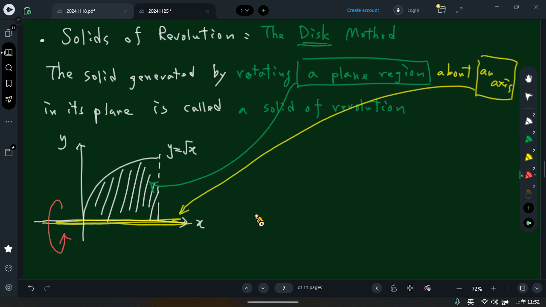You can just imagine it, right? Just use this plane to rotate, and finally you can get a solid, just like a bullet.